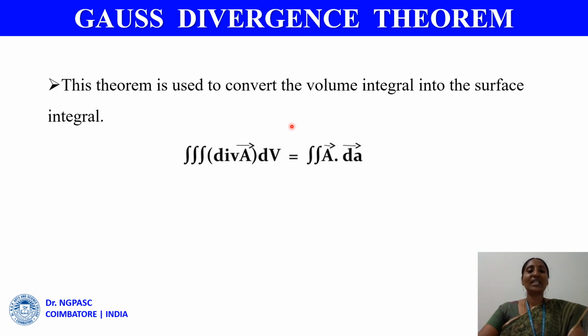So next we are going to see an important theorem, the Gauss divergence theorem. This theorem is used to convert a volume integral into a surface integral. So what is the statement? According to this theorem, the volume integral of the divergence of a vector field, we call it A, over a volume is equal to the surface integral of that vector field taken over the surface which encloses the volume.